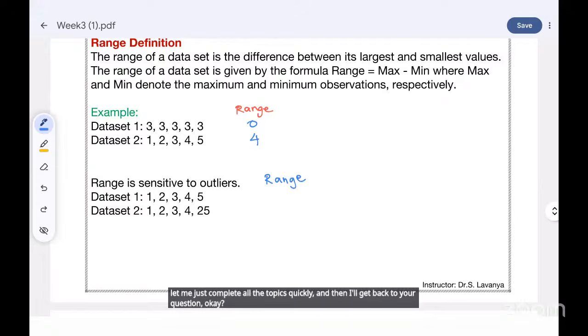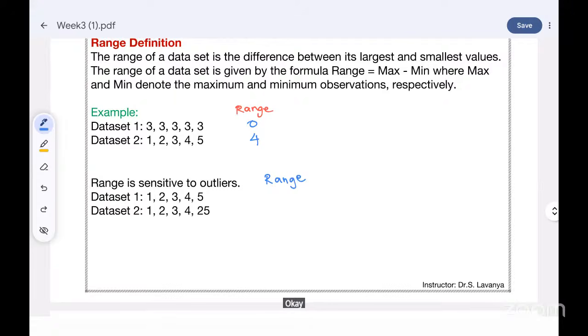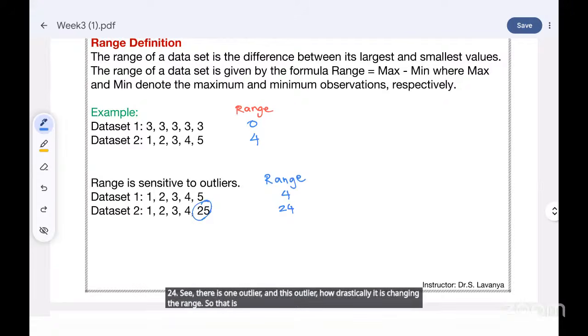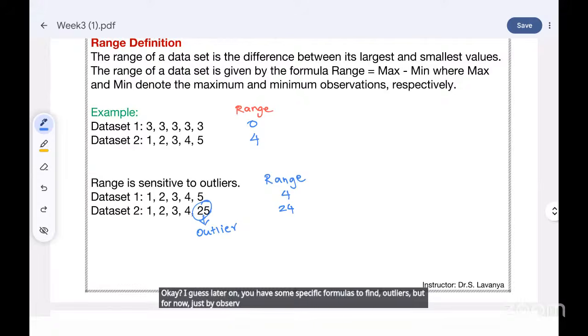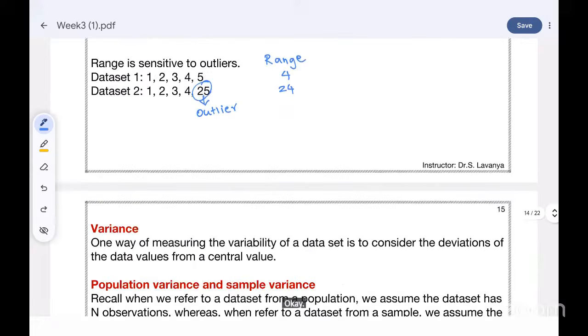Okay. So data set 1, what is the range here? 4. And data set 2? That is 24. See, there is one outlier, and how drastically this outlier is changing the range. That is why range is very sensitive to outliers. This value here is an outlier in data set 2. Later on you have some specific formulas to find outliers, but for now, just by observation, you can see that this is an outlier. Range is sensitive to outliers.